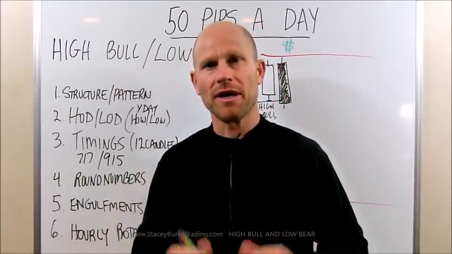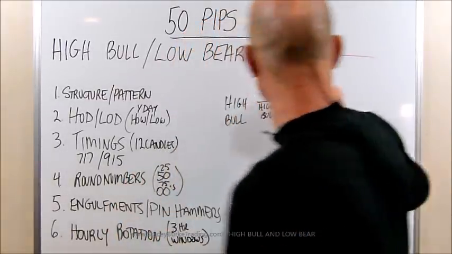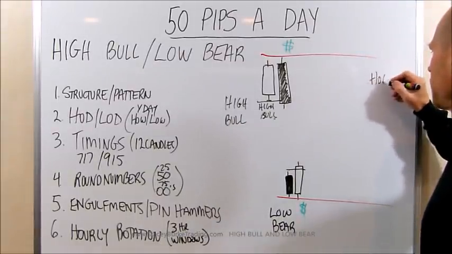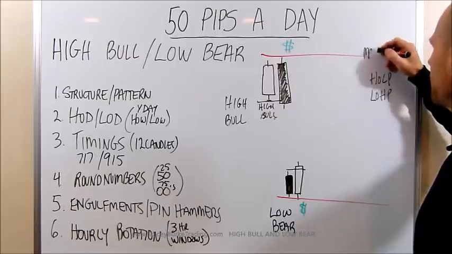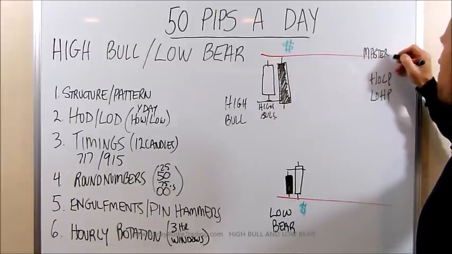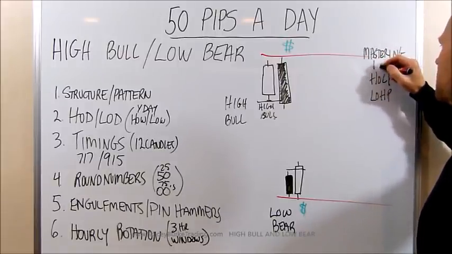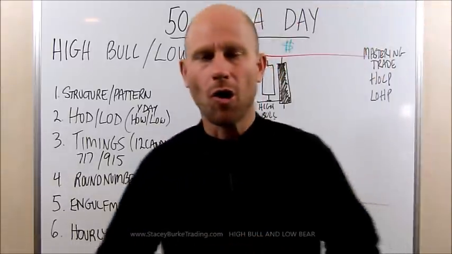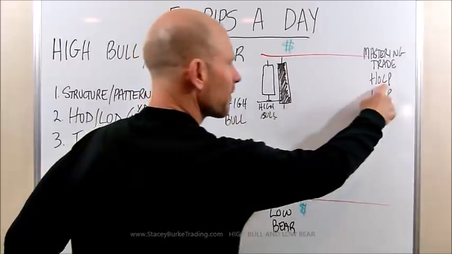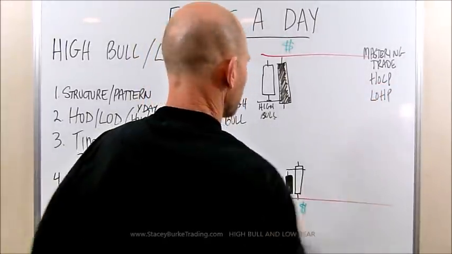And just to reiterate, if you want to look more at this, you can look at John Carter's Mastering the Trade. In his book, he talks about the Hope Lope setup. Okay, so Hope Lope means high of the low period and low of the high period.